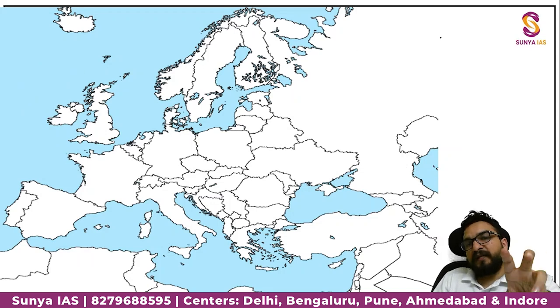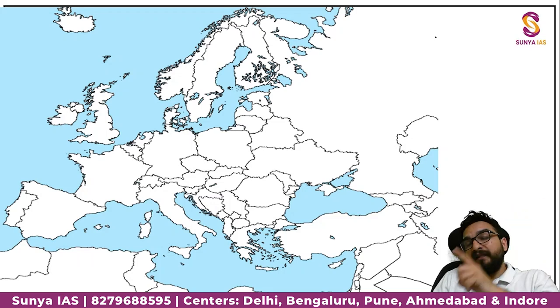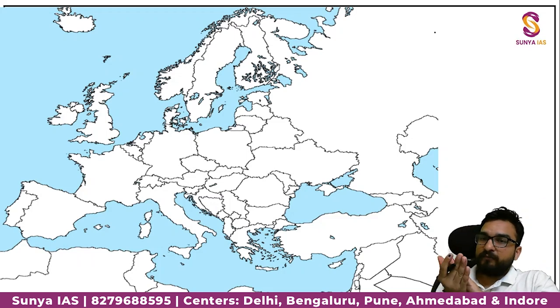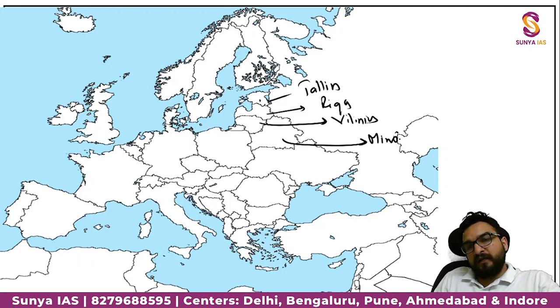Similarly, you will be making the landlocked countries of Europe. It will be very handy and very useful on D-Day, guys. When you will be revising it at the end, one day before prelims, very easy. So over here, you have seen this particular part. Can you tell me the capitals, guys? Tallinn. Can you tell me Riga? Can you tell me of Vilnius? This means you will have to do it once or twice by yourself.